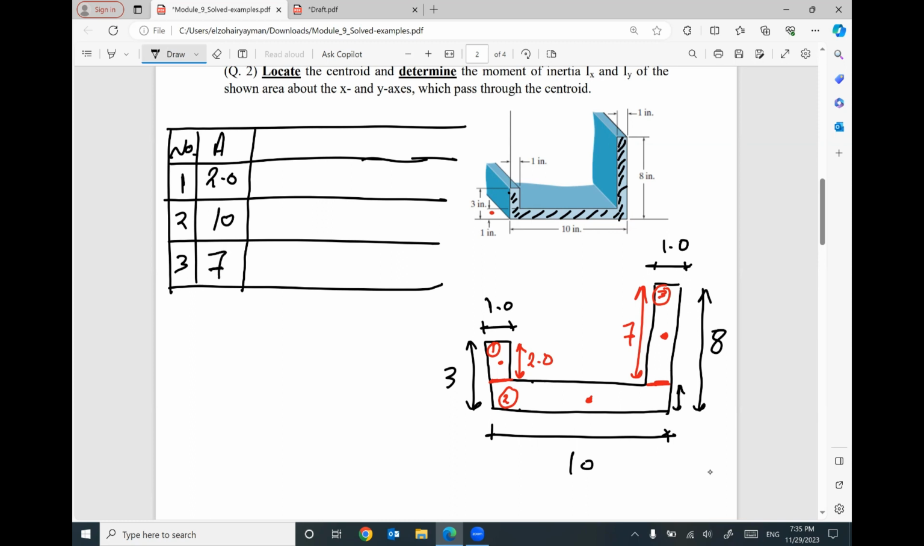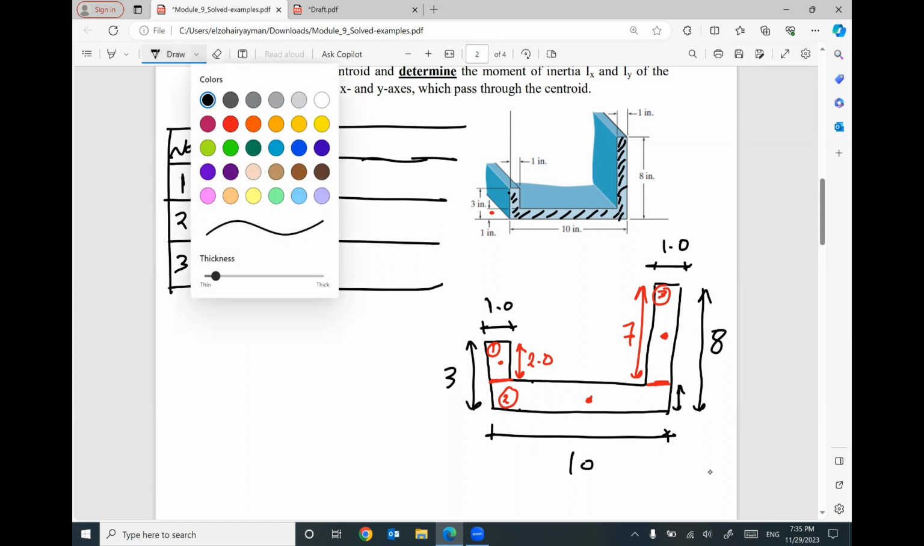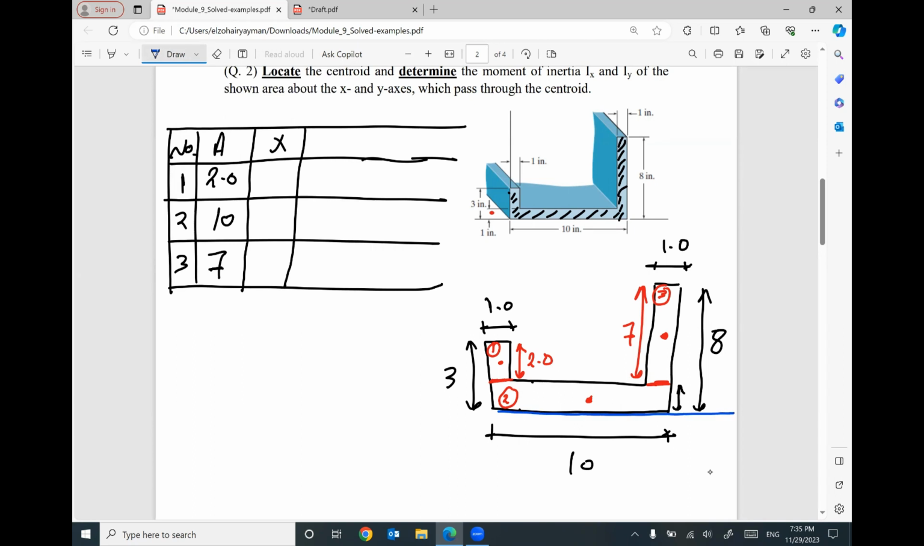Small area, small values. What is the x distance for each part? I forgot to assume my reference. So I will put my horizontal reference here and my vertical reference here. The horizontal distance between the centroid of part number 1 and your vertical reference will be 0.5. Part number 2, the horizontal distance will be 5. Part number 3, the horizontal distance will be 9.5.